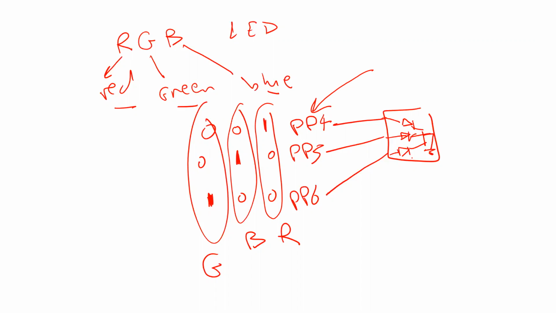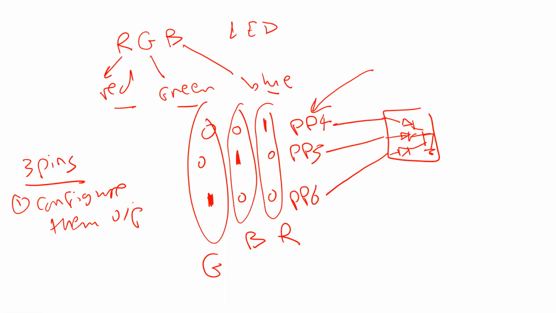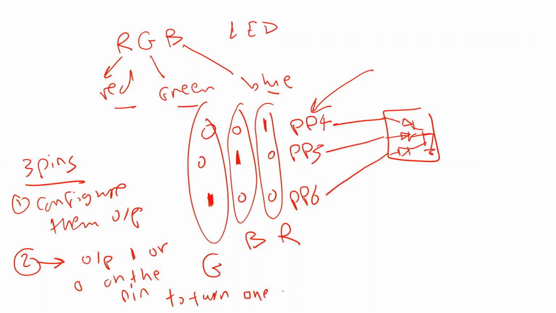Very simple. You have three pins. These three pins, number one, you have to configure as outputs. That's very easy, right? We have done this many times. Number two, you just output 1 or 0 on the pins to turn one color on. Which is also very easy. You already did it many times with one pin: how to put 1 or 0 on a pin. So that's all you have to do. Very easy, right?